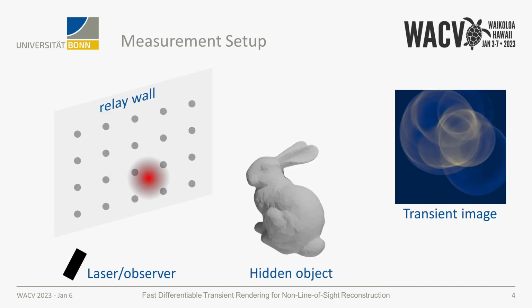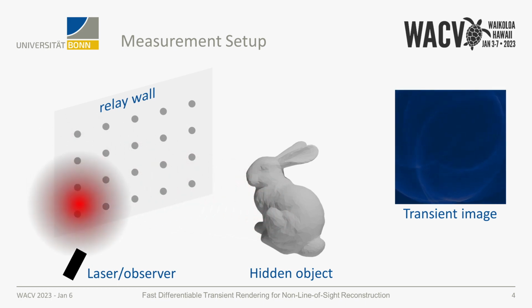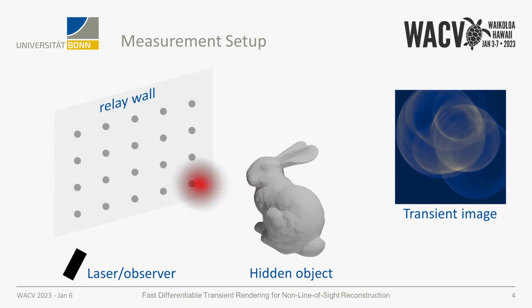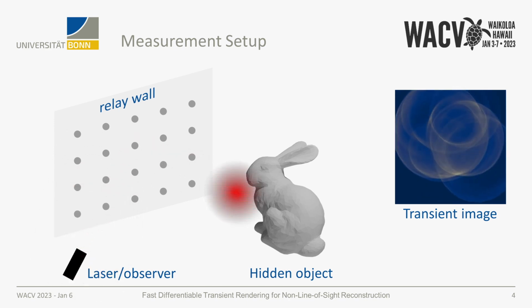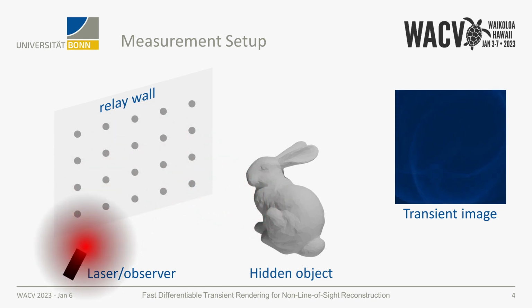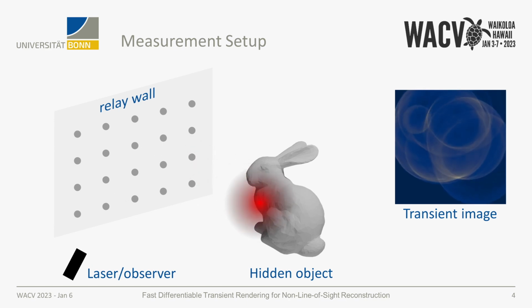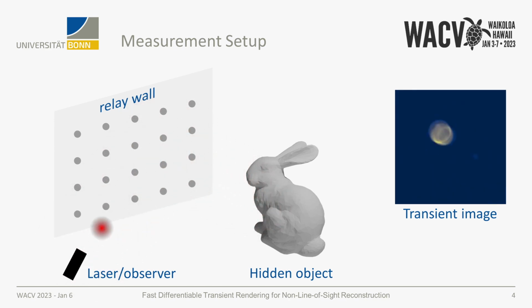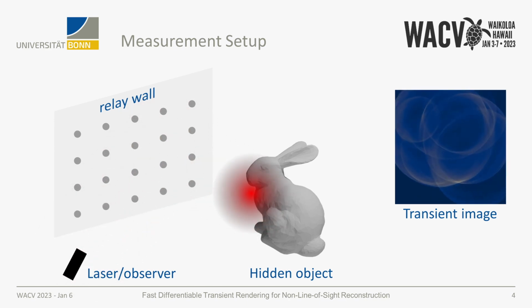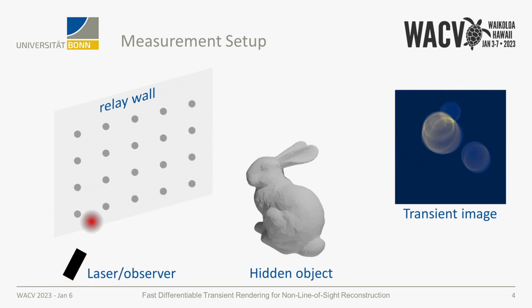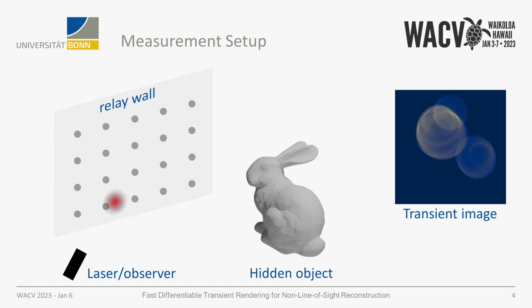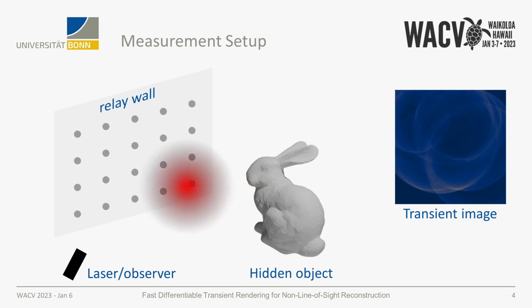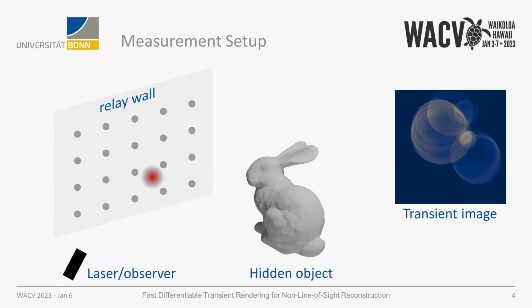Let's take a look at how a measurement setup typically looks. We have an observer that is equipped with a laser and a time-resolved detector. To measure the occluded object, we use a relay wall that is fully visible to us and the hidden object. Emitting ultra-short laser pulses towards the wall, we record echoes of the light after it has traveled to the object and back to the wall. Repeating this process for multiple points results in a transient image.